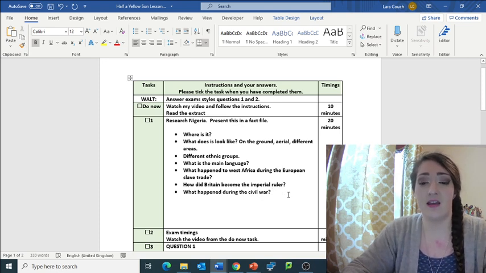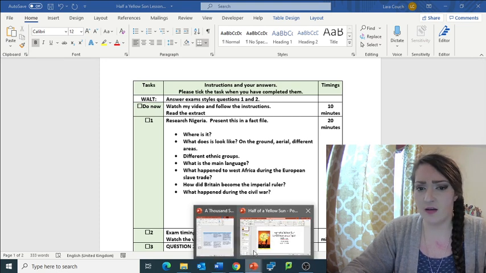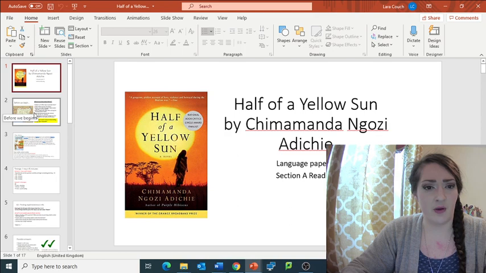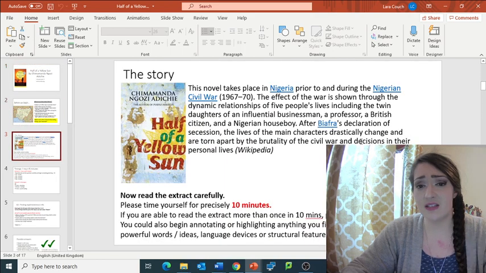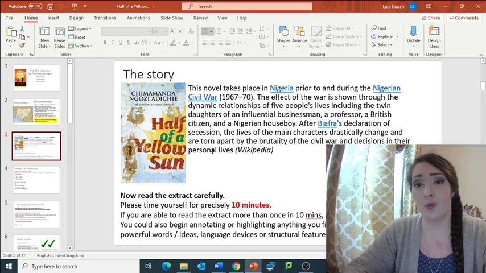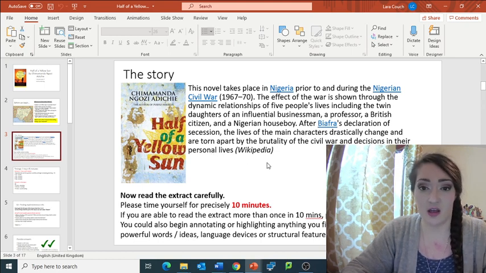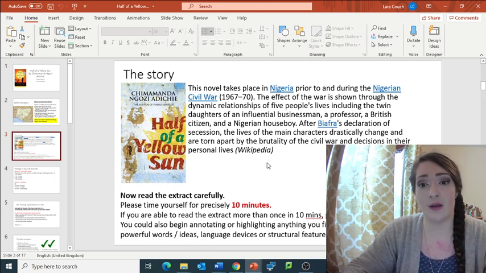As I said, this text is based in Nigeria. I shall explain a bit more about the text first. It might help you refine your research. This text is a novel set in Nigeria during the Civil War of 1967 to 1970. It was written in the early to mid 2000s, but it is based in the late 60s, early 70s, where there was a civil war going on.